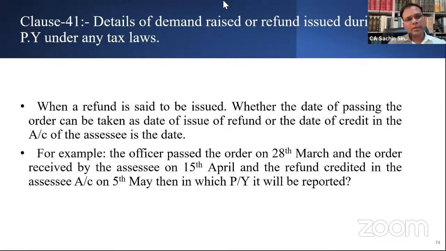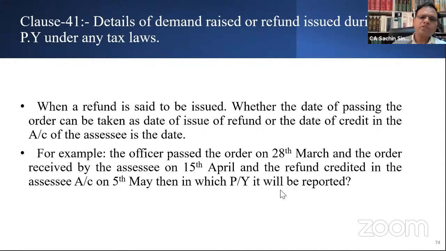Now come to another interesting point, that is clause number 41. Details of demand raised or refund issued during the previous year. The provision says that details of demand raised or refund issued. Now take a simple example. The officer passed the order on 28th March, and the order was received by the assessee on 15th April, and the refund was credited in the assessee's account on 5th May. Then which previous year is to be reported?